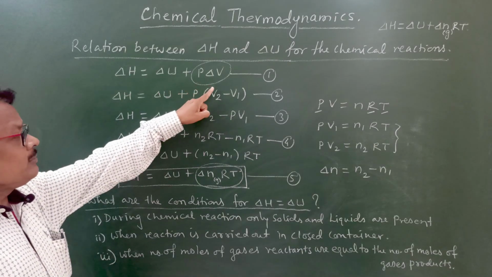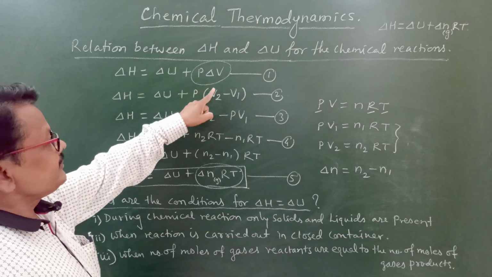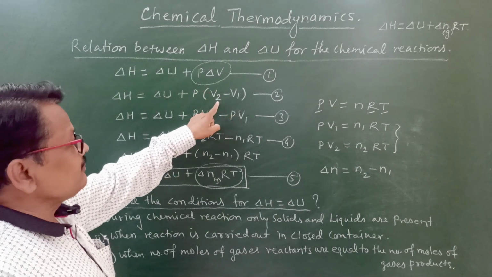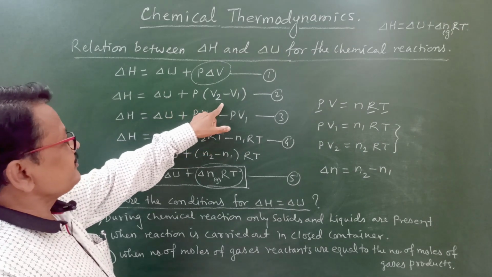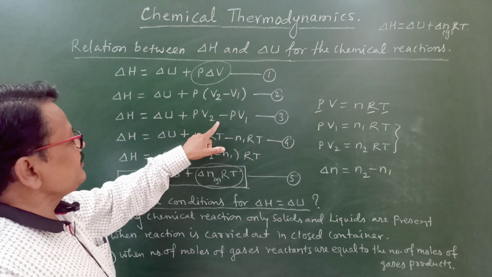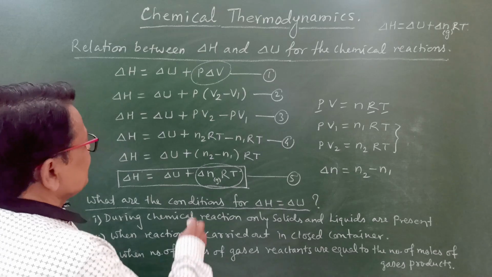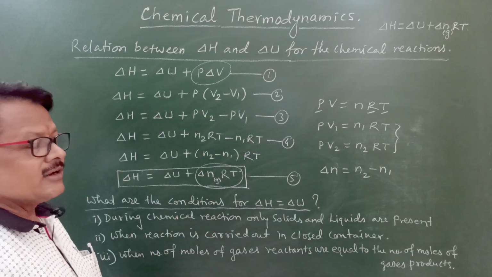Here delta V means change in volume. So that change in volume is V2 minus V1, final volume minus initial volume. In the third equation, you multiply this pressure into the bracket, then you will get PV2 minus PV1. Here, we have to consider one condition.